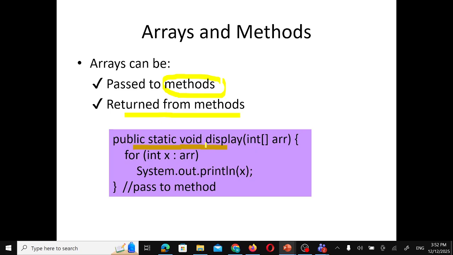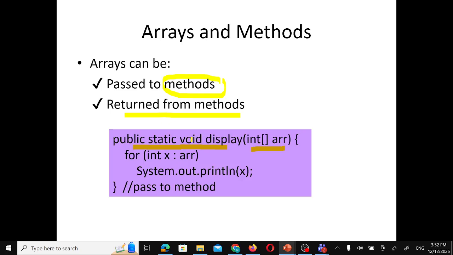public static void display, right? Then we have the arguments here. In the current example, this allows us to process the array in a separate method so that we can reorganize or reuse something in the structure. We have public static, which is a static method, so it can be called from your main.